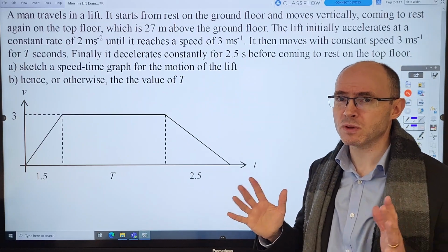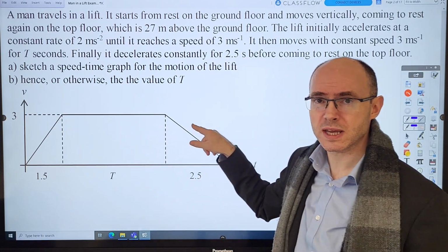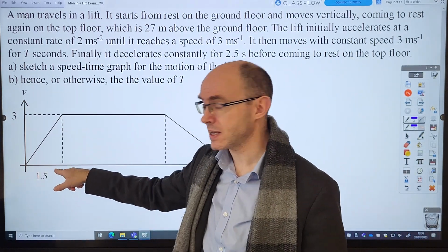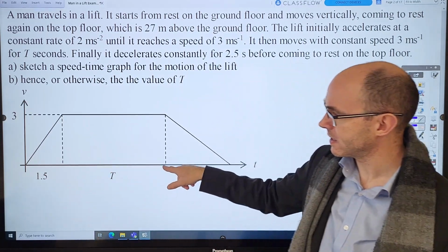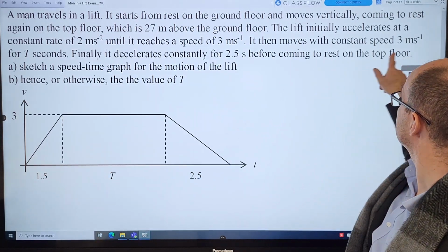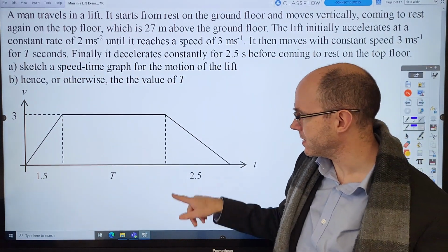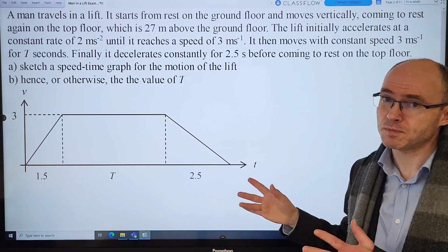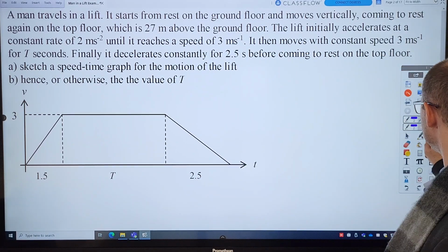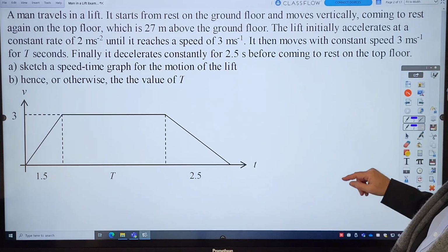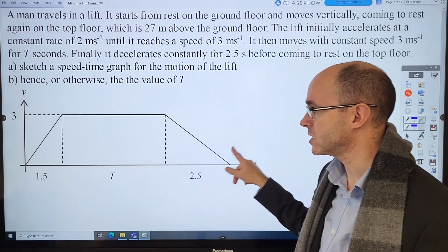The information we can fit on is that we know that the constant speed is 3 metres per second, okay? And the initial acceleration phase is 1.5 seconds. We know that it was going at constant speed for t seconds, and then deceleration for 2.5 seconds. So that's your speed time graph. Now what can we do with that? We can use the fact that the total distance was 27 metres. So all of this area is 27 metres.